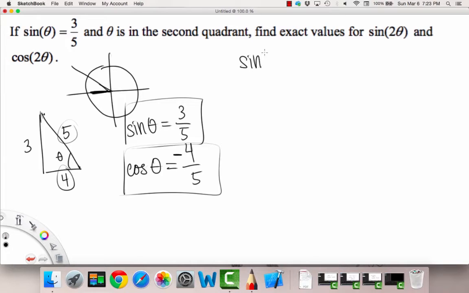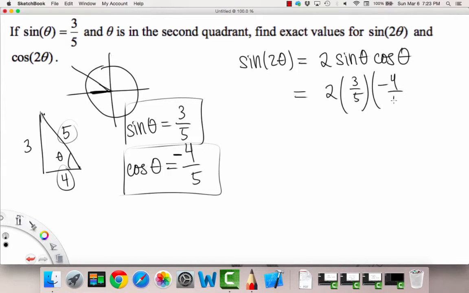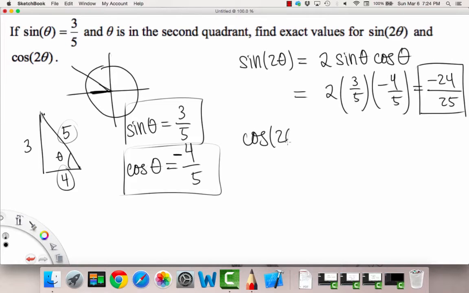So let's write down what we know. So sine of 2 theta, according to our double angle identity, should be equal to 2 times sine theta times cosine theta, which is good because we know both of those values now. So 2 times 3 over 5 times negative 4 over 5. So this is going to equal a negative 24 over 25. Okay? And we're done with that. Check mark there.